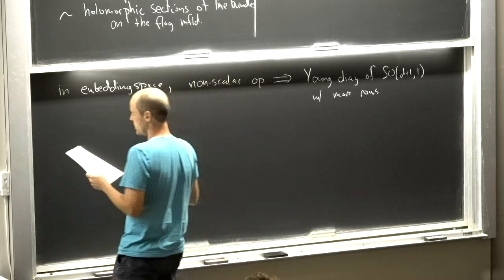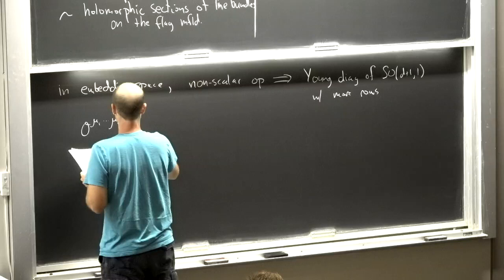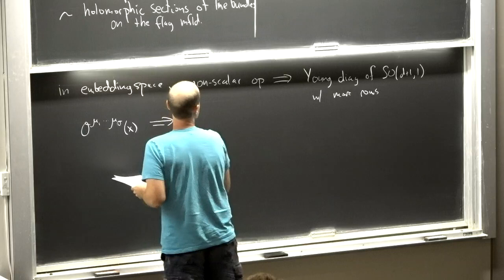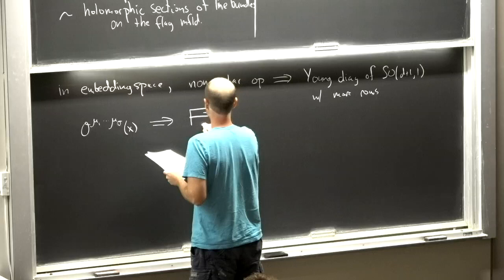We're going to do the explicit example of a traceless symmetric tensor operator. So we discussed a scalar operator before. Now we're going to generalize to a traceless symmetric tensor operator with spin J. And the claim is that this is described by a Young diagram, where the first row has length minus delta, and the second row has length J.